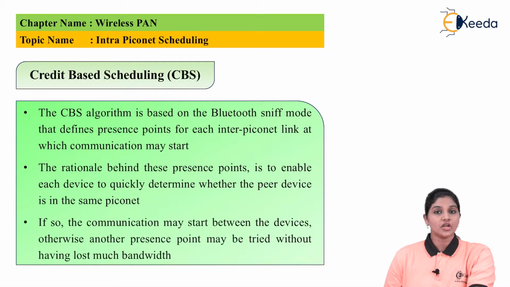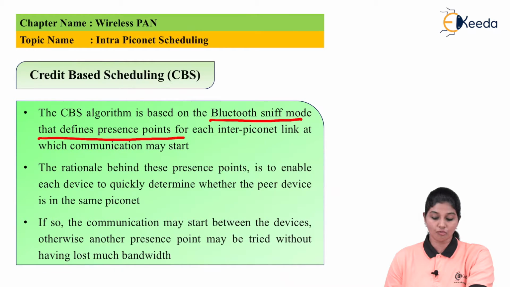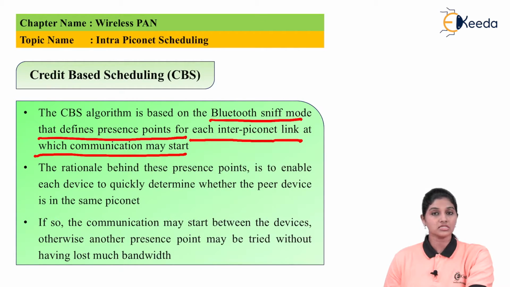Now the next type of scheduling is credit-based scheduling, that is CBS. It is based on the Bluetooth sniff mode, that defines a presence point for each inter-Piconet link at which the communication may start. As we know, a Bluetooth device can operate in 4 different modes of operation. In active mode, it performs the actual data transfer, and the remaining 3 modes, that is hold, park and sniff mode, are the modes in which the device undergoes power saving.